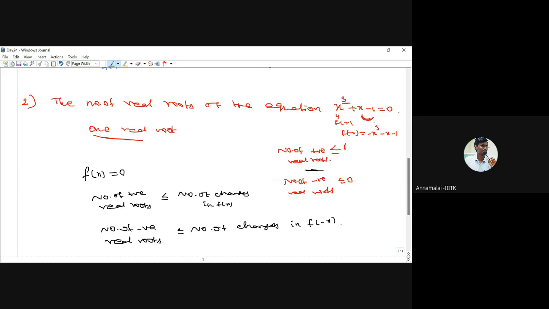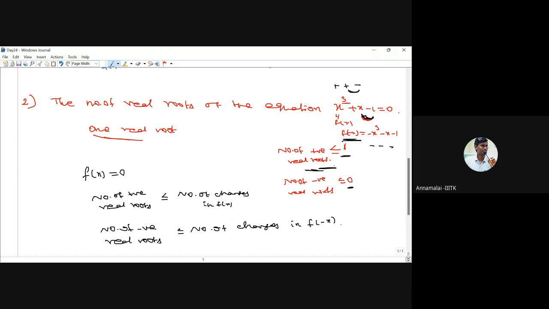Now here f of x is nothing but this one. Here only one change, because this is plus, plus, minus. Therefore, the maximum number of positive real roots is less than or equal to 1. But if you consider f of minus x, we get minus, minus, minus. There are no changes. Therefore, the number of negative real roots is bounded by 0. The number is a non-negative number, therefore it should be 0. Therefore, there are no negative real roots.